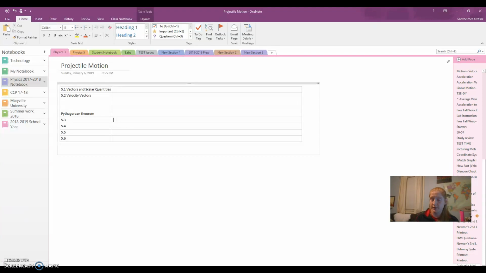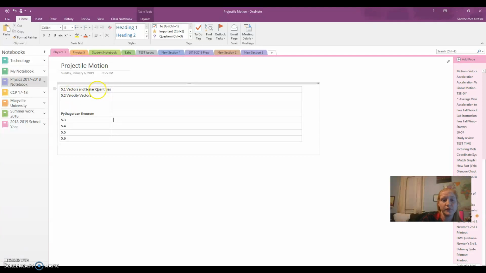in smaller chunks throughout this next week or so. First of all, set it up. Cornell notes, it should be projectile motion at the top. You should date it. It is not January 6th for you, but it is when I'm doing this video. Write vector and scalar quantities. For your 5.1, utilize the textbook chapter 5 to set up or at least start your notes.